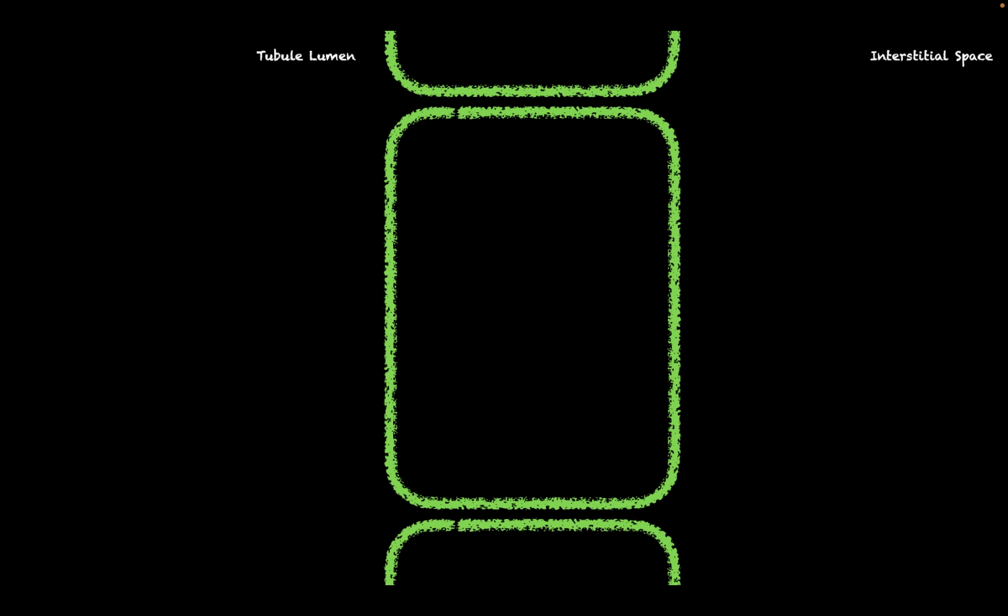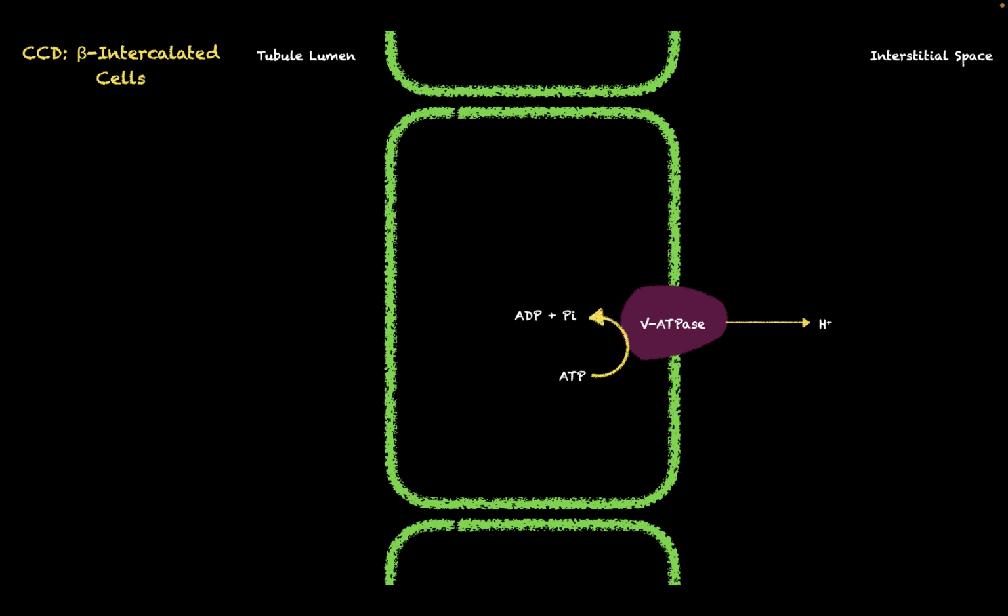The next cell that we're going to look at in the cortical collecting duct is the beta intercalated cells. How do these cells deal with sodium chloride? Well, first of all, on the basolateral membrane, they have a specific pump called V-ATPase. This pump basically pumps hydronium ions into the interstitial space, and it does this by using the energy released from ATP hydrolysis.